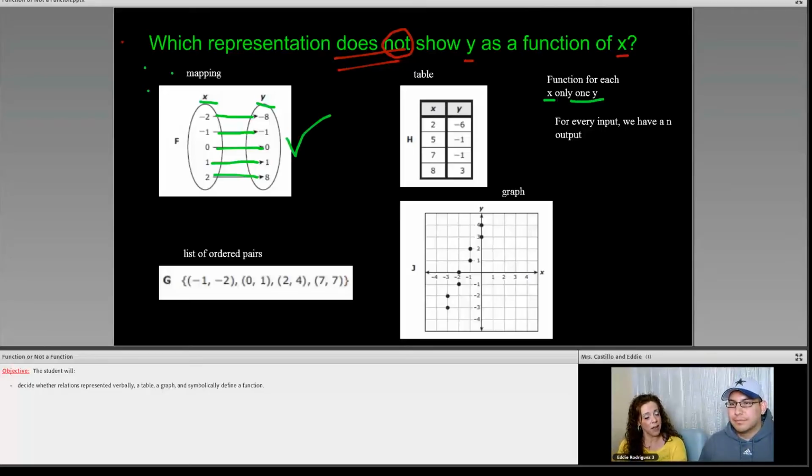Okay, so that's not the answer choice because it says not. Exactly. Okay. Just checking to see if you're on task.